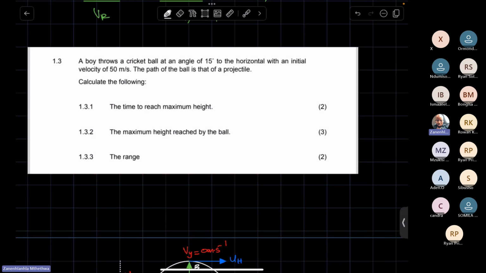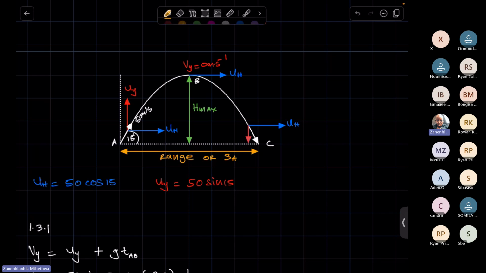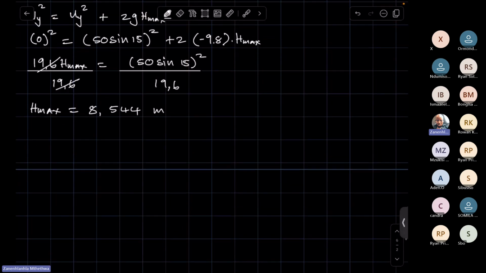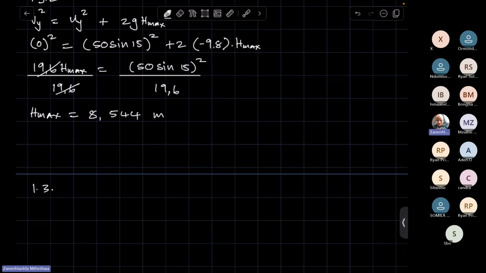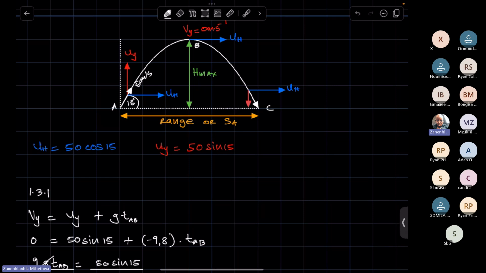Now let's look at the last question, 1.3.3, calculate the range. This here is the range or horizontal displacement, S sub H. This is what we're looking for. How do we calculate the range? As far as the range, it is in the x direction, and in the x direction, as far as equations of motion, we only have one equation of motion.